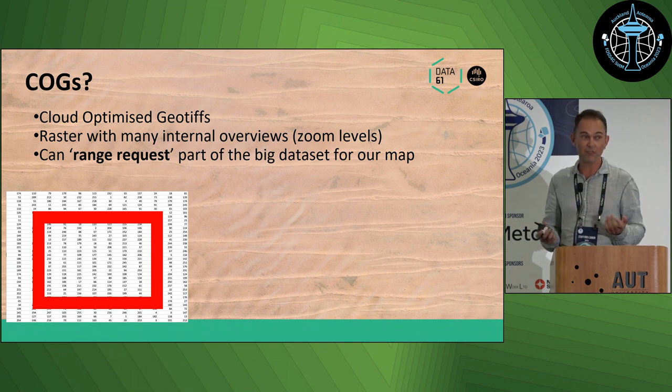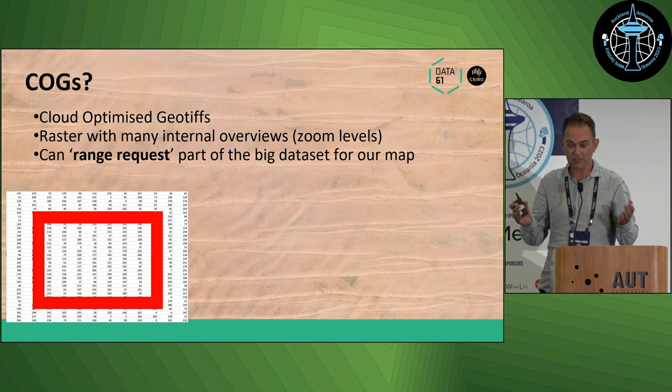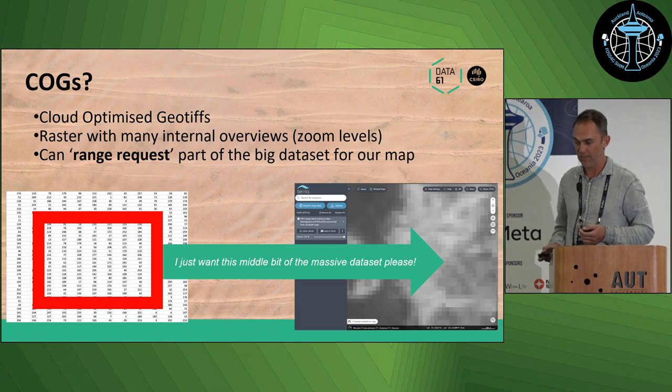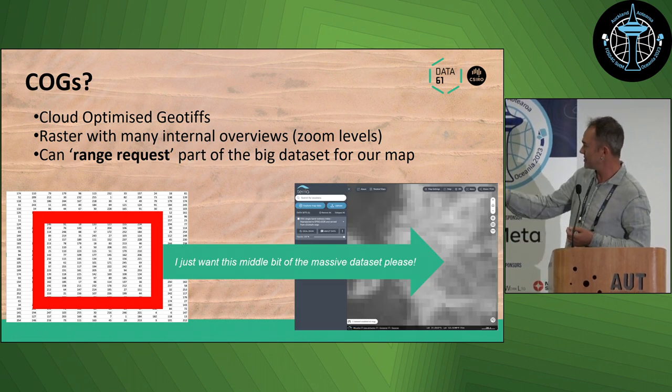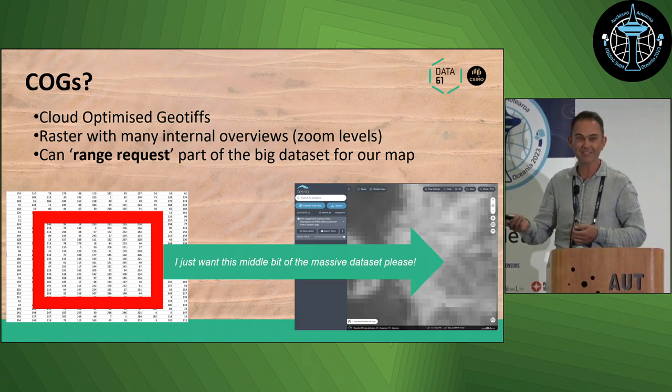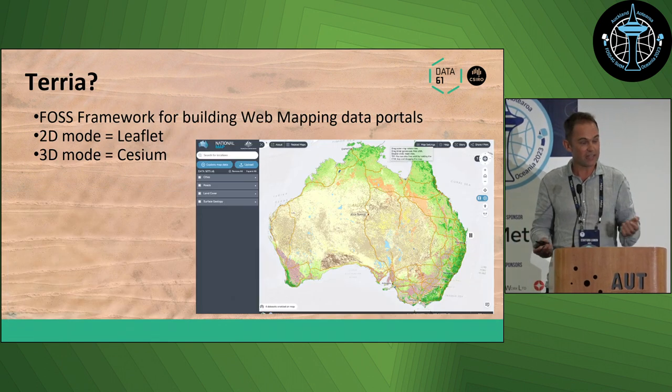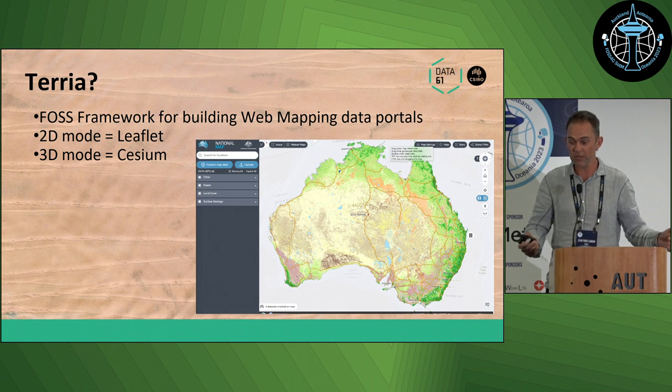It's like preparing a raster to have many internal overviews, like zoom levels, and you can have it in a bucket and make range requests and just get part of that big data set on your web map. So you just say, I just want this little middle bit of the massive data set, please, and there you go. What's Terria? It's an open source framework for building web mapping data portals.